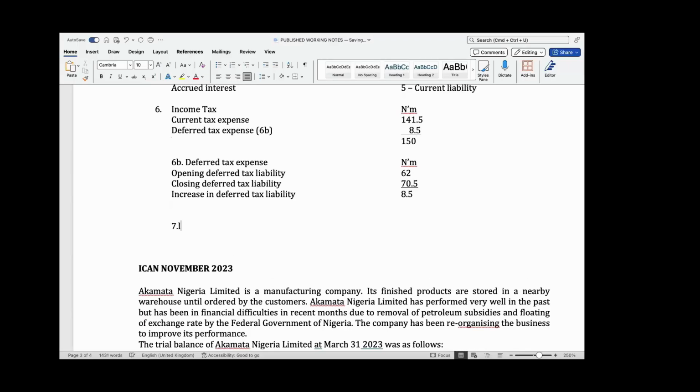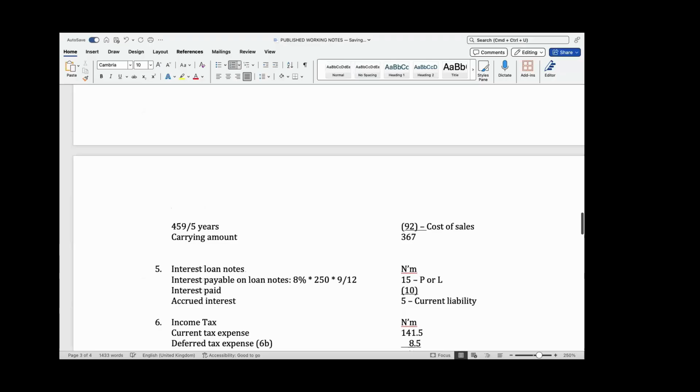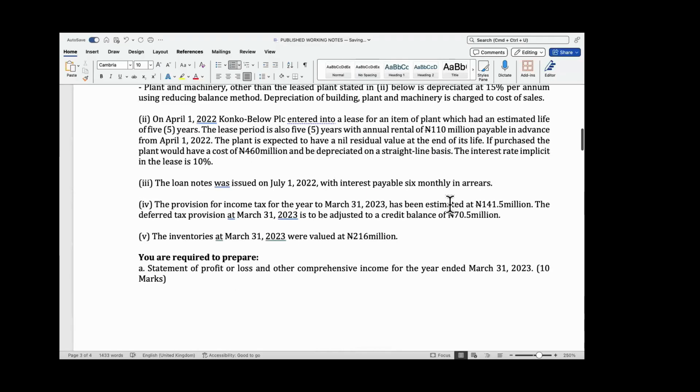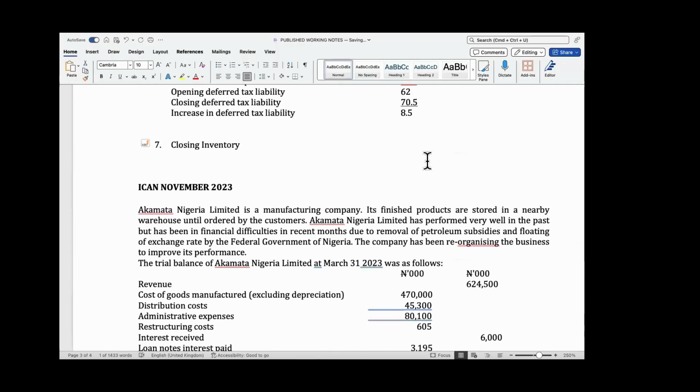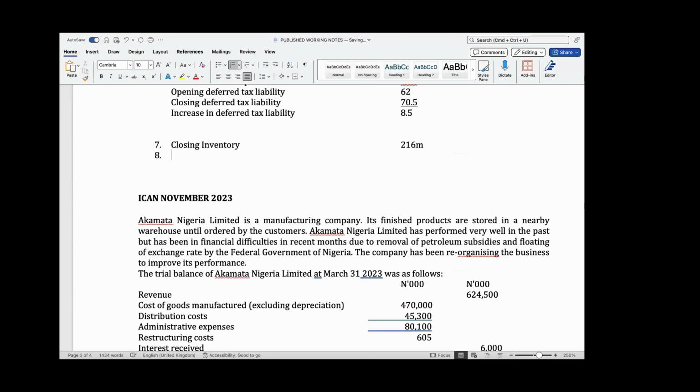And finally, I was given my closing inventory of how much? 216 million.